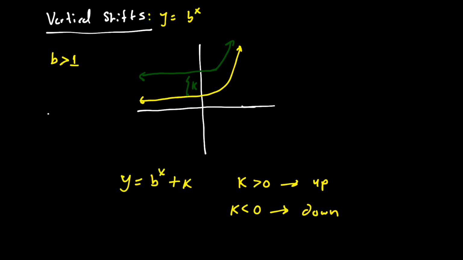Before we move on, let me make a note that if we shift our graph up or down, we're going to move our horizontal asymptote in the same direction. So the horizontal asymptote corresponding to our graph y equals b^x + k is given by y equals k.